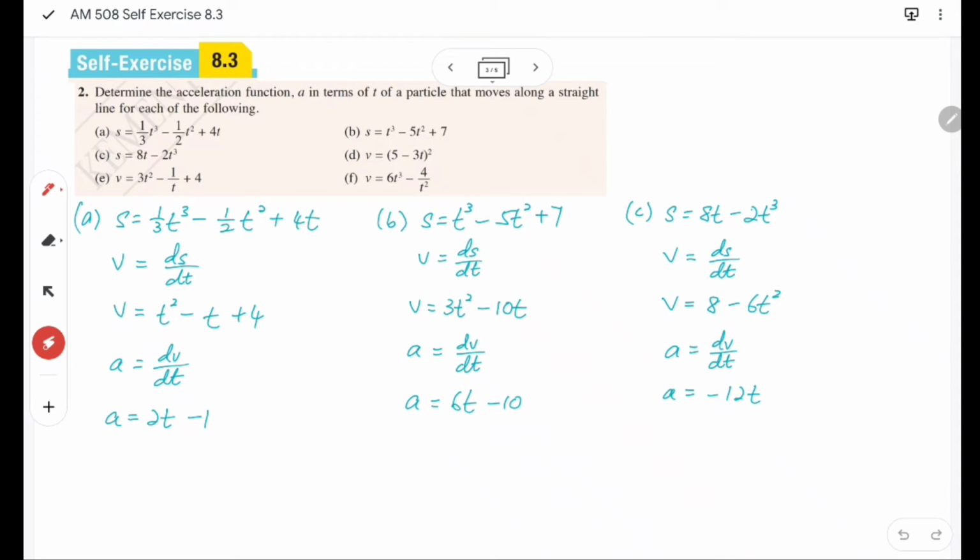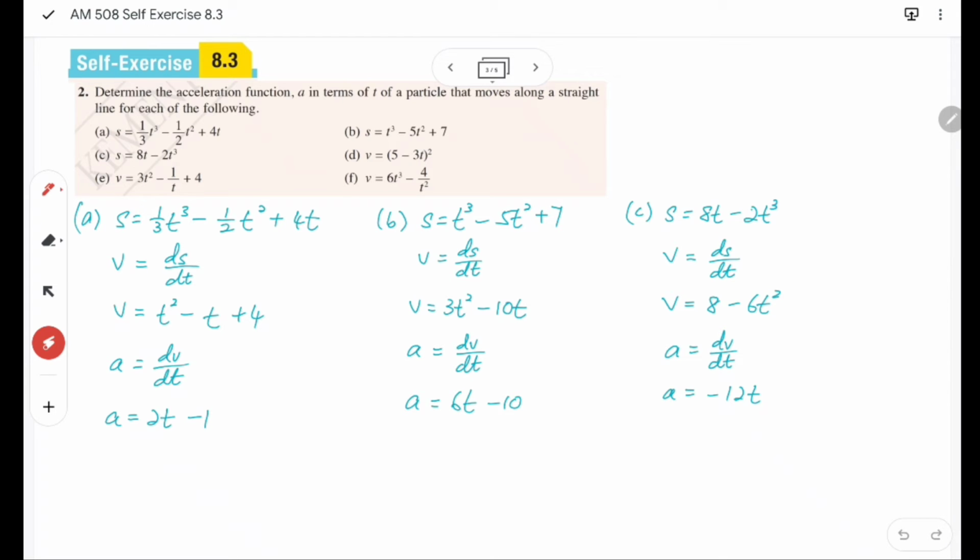B, again we have a displacement function. s equals t cubed minus 5t squared plus 7. Get the v by first derivative, we get 3t squared minus 10t. a equals dv/dt. So again, with the derivative of 3t squared minus 10t, we get 6t minus 10. So the a equals 6t minus 10.